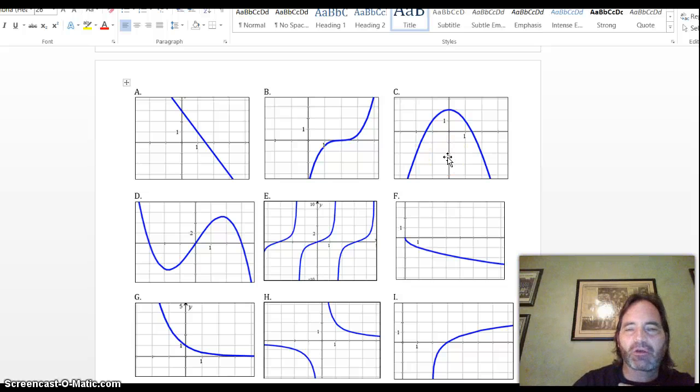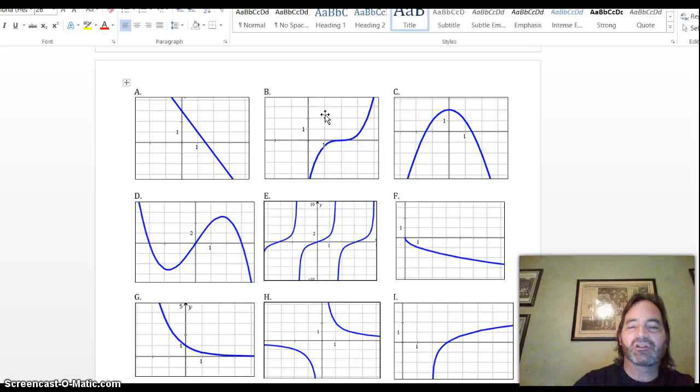Odd functions, okay? This is kind of what an odd function looks like, but this is not one because it's not symmetric about the origin, right? Because if I take this point and I go through the origin, there's no point over here. Or if I take this point and I go through the origin, there's no point over here. If I rotate this 180 degrees, it will not map onto itself, okay?